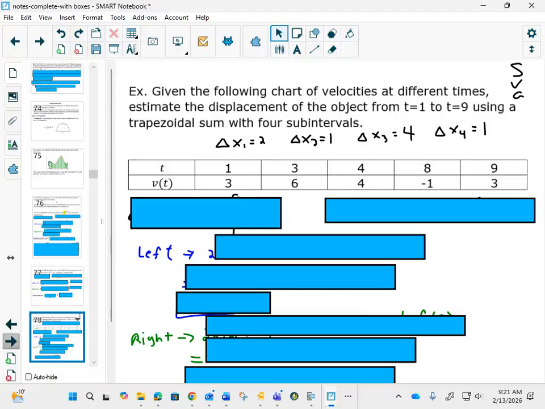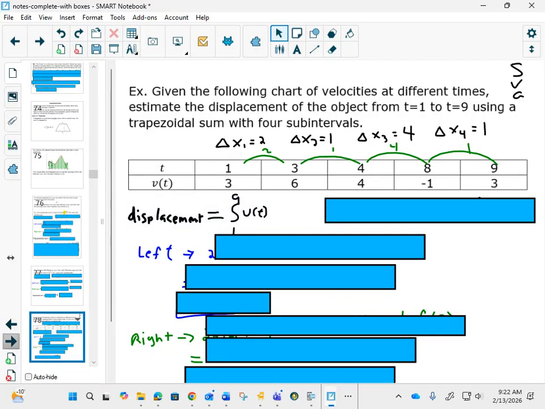So notice that from 1 to 3 has a width of 2, from 3 to 4 has a width of 1, from 4 to 8 has a width of 4, and from 8 to 9 has a width of 1. But Riemann's like, it doesn't matter if they're different sizes. We can still use it as an estimate. And our displacement is going to be the definite integral from 1 to 9 of our velocity with respect to time.